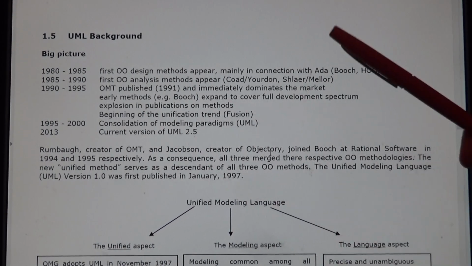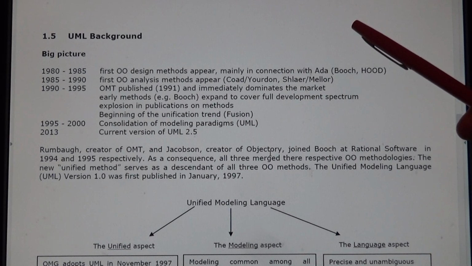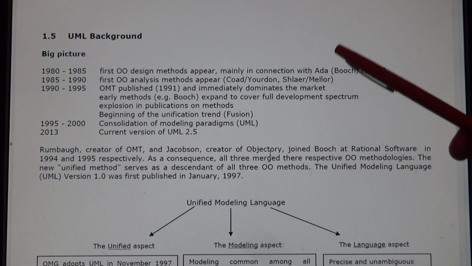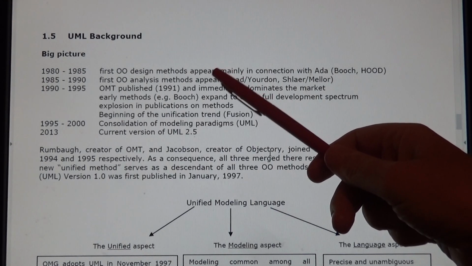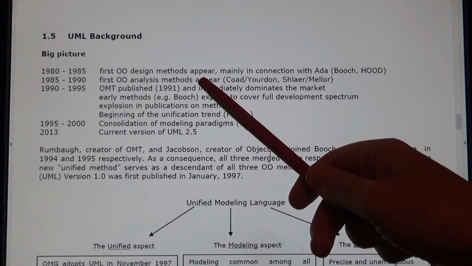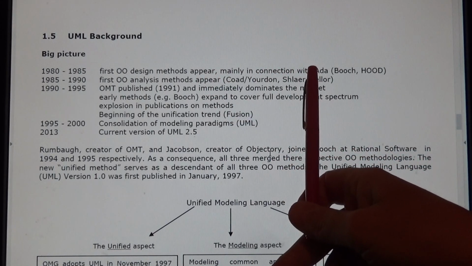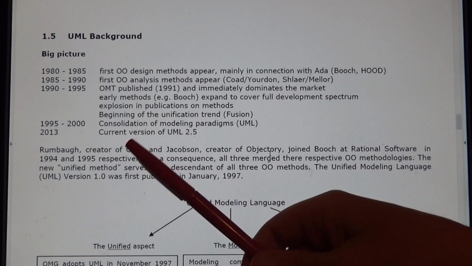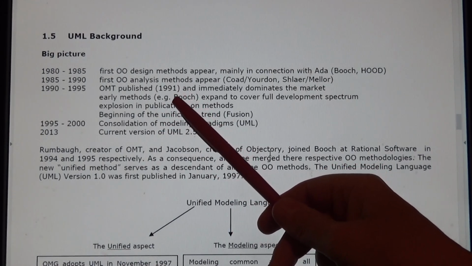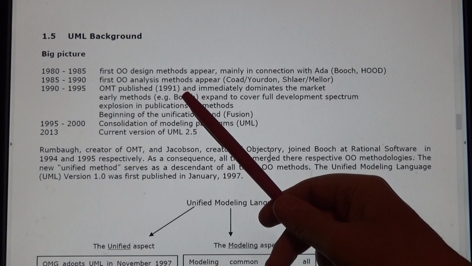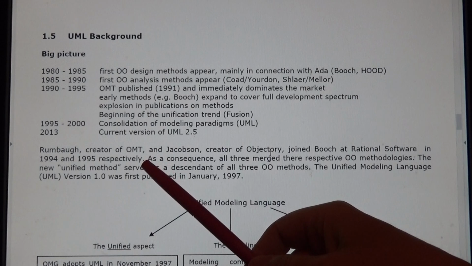I'm Dr. Gary Bedicher, and let me pick up where we left off and talk about the UML background. The way UML came about was that there were different object-oriented standards and methodologies that existed in 1980, 85. There was one associated with a programming language called Ada by Grady Booch. Then in 1990 to 95, the OMT was published, and that dominates the market and gets a lot of traction.